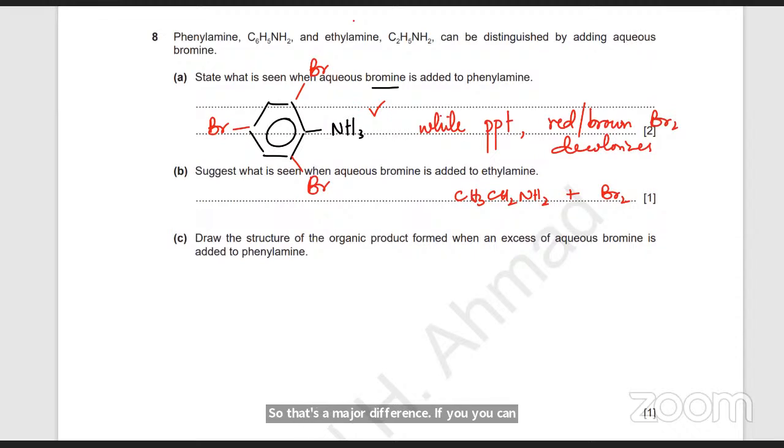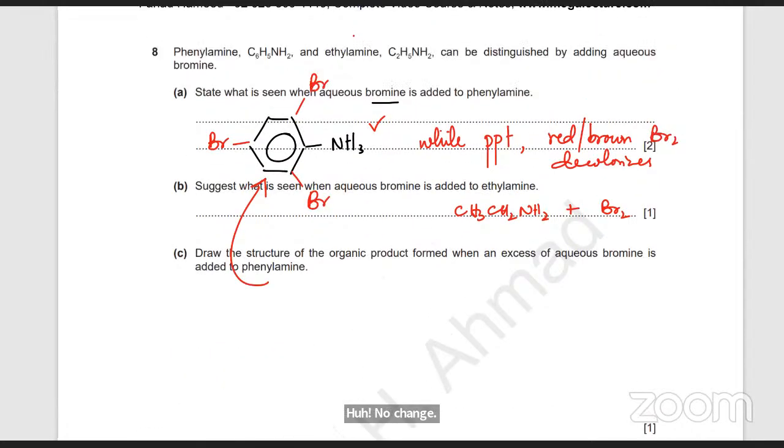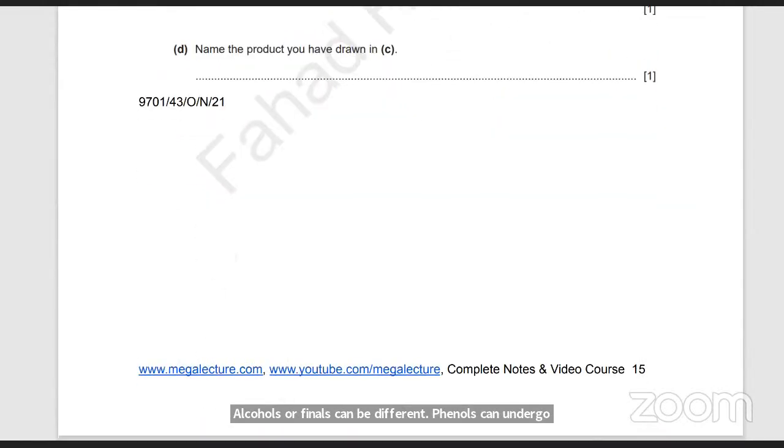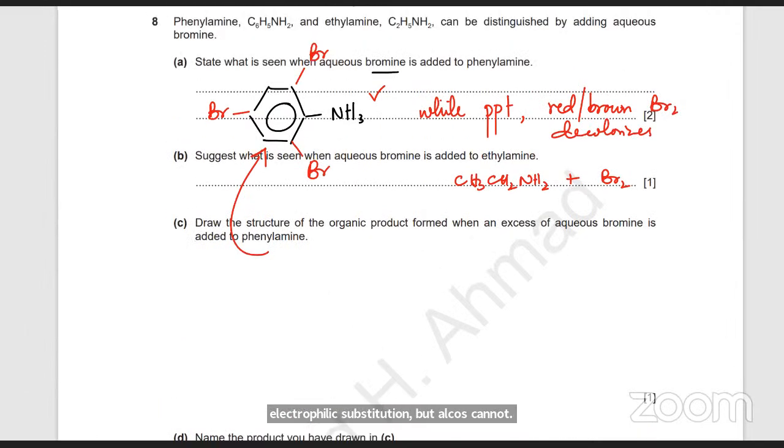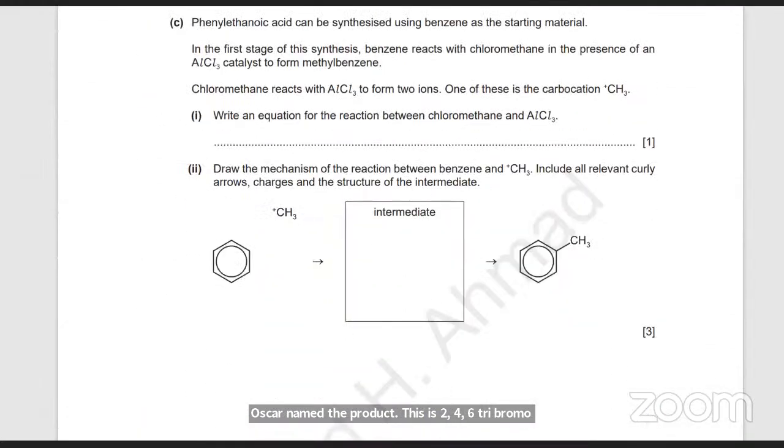और उसने कहा ड्रॉ द प्रोडक्ट. सर व्हाट इज सीन? लेकिन सर वो जो पूछ रहे व्हाट इज सीन, तो हम क्या कहेंगे? नो चेंज. हाँ, नो चेंज. ठीक है, अल्कोहल्स और फिनॉल्स में डिफरेंस है ना, कि फिनॉल्स कैन अंडरगो इलेक्ट्रोफिलिक सब्स्टिट्यूशन बट अल्कोहल्स कैन नॉट. और उसका नेम द प्रोडक्ट, दिस इज 2-4-6 ट्राइब्रोमो phenylamine.